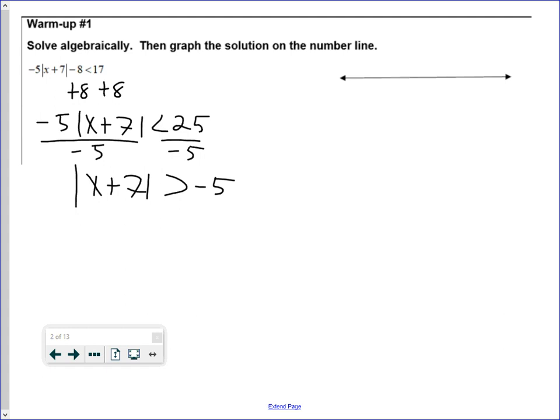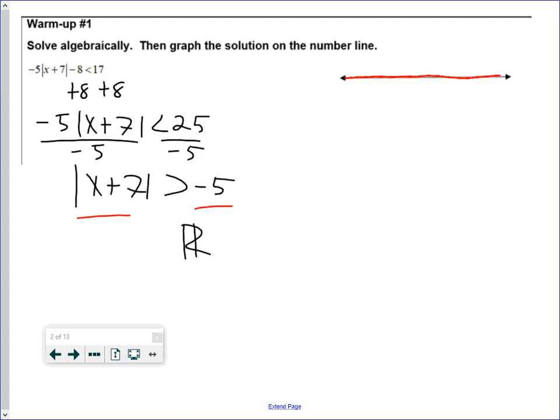And now we're left with an absolute value being greater than a negative number. No matter what x value I plug in, I'm going to get a positive or a 0 number. And every number that's 0 or positive will always be greater than -5. So no matter what x value I plug in, I'm going to get a 0 or a positive number, which will always be greater than -5. So this is all real numbers.